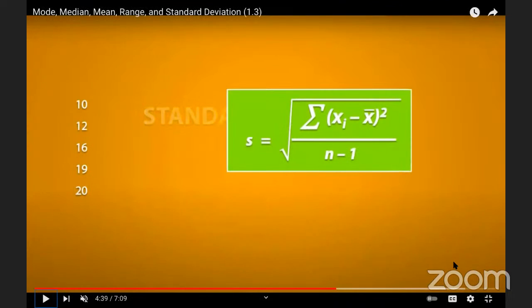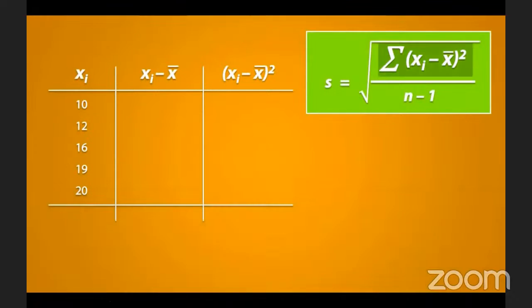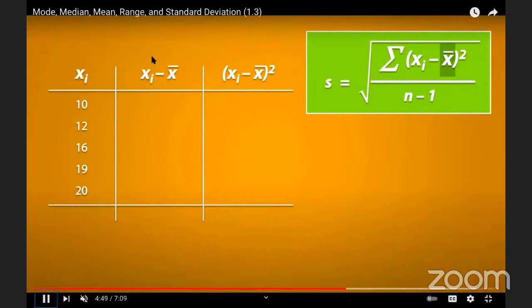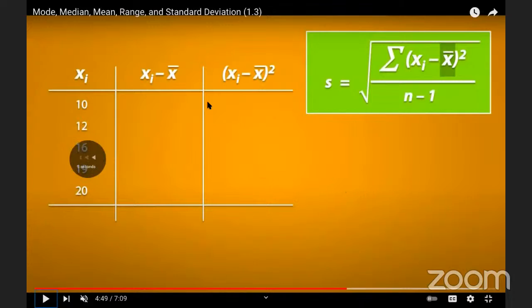So this 10, 12, 16, 19, 20 is another data set. That data set is known as x1. In this formula, x1 is this data set. So you are finding the standard deviation for this. Now what you do is first find this x bar, which is the mean. So now you do that mean calculation. I'll just go back and show you what they did here.